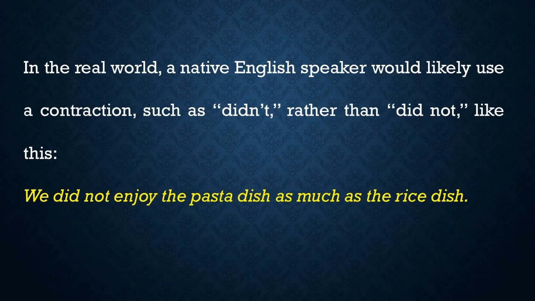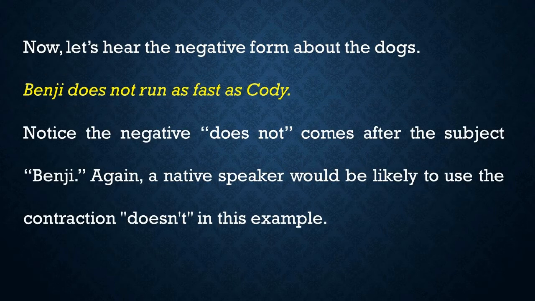In the real world, a native English speaker would likely use a contraction, such as didn't rather than did not, like this. We didn't enjoy the pasta dish as much as the rice dish. Now let's hear the negative form about the dogs. Benji does not run as fast as Cody. Notice the negative does not comes after the subject Benji. Again, a native speaker would be likely to use the contraction doesn't in this example.